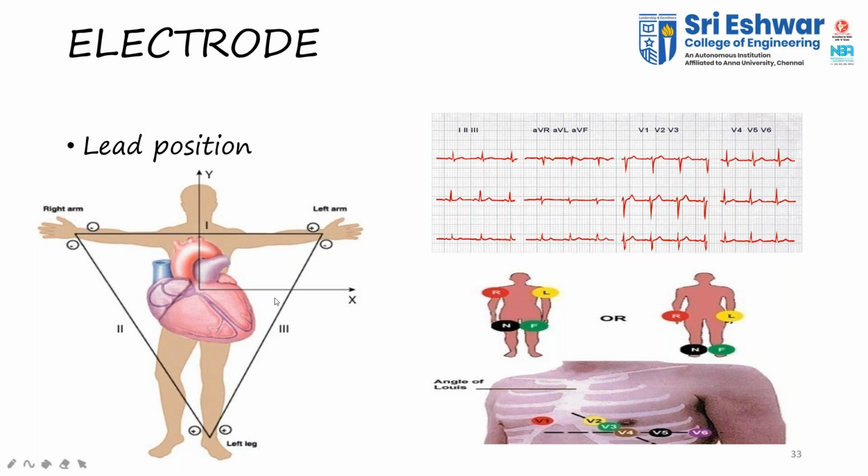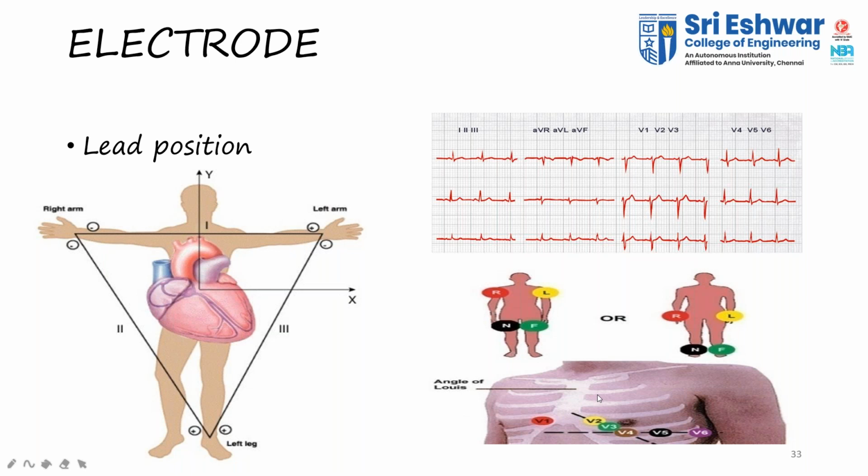So we have limbs and chest. We are placing 2 electrodes on the hands and 1 electrode at the left leg, and one leg acts as a ground. We are going to place a few electrodes over the chest. This is the proper placement actually: V1, V2, V3, V4, V5, and V6.